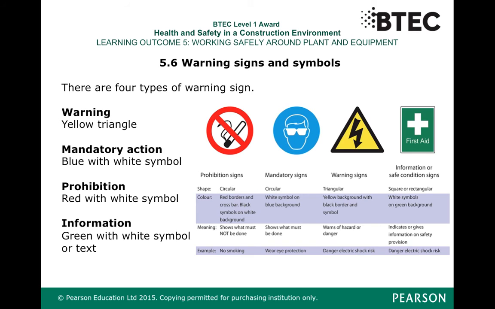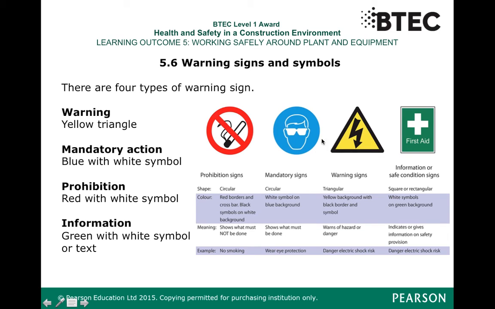So let's look at a couple here. As you can see, the first one here, I'm just going to hover over it, is red with a white symbol, and that says no smoking. The shape is circular, it's got red borders and a crossbar. It's got black symbols on a white background, and it shows what you shouldn't do, or must not do, and in this case it's no smoking.